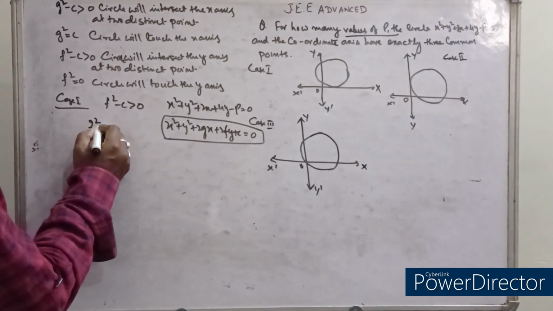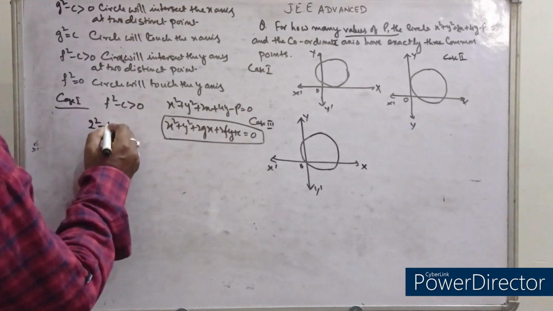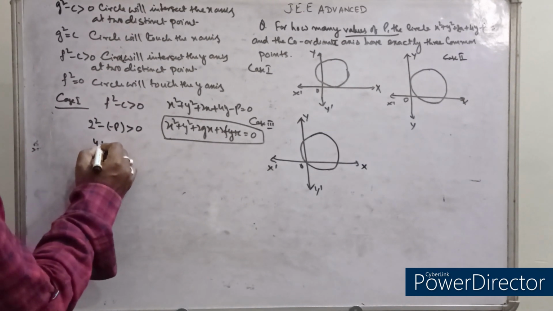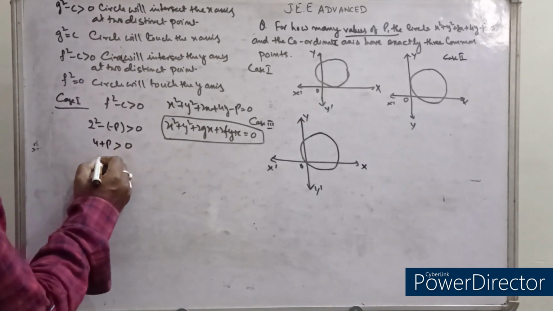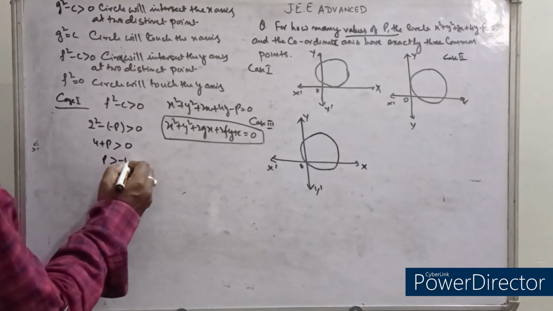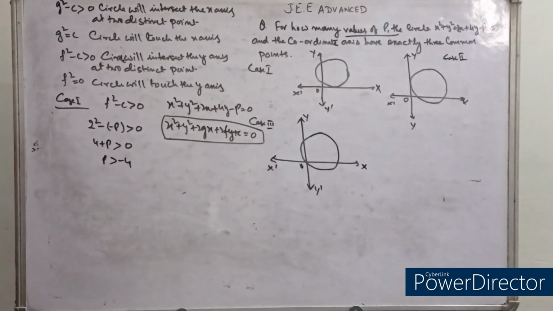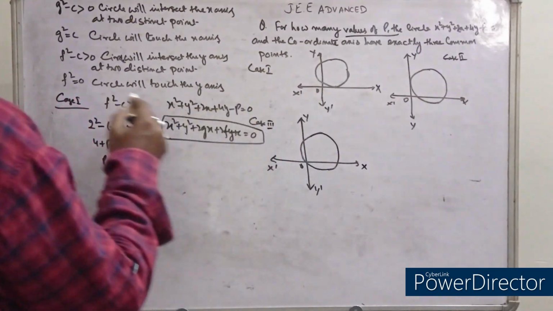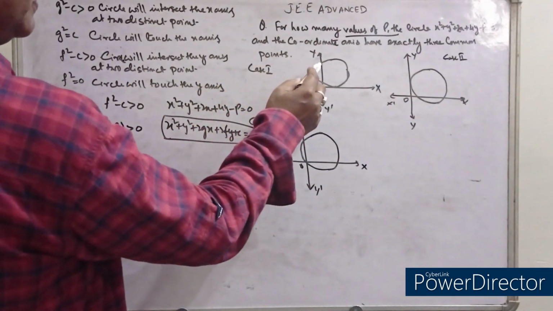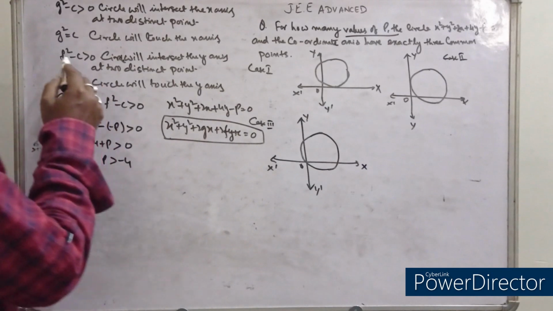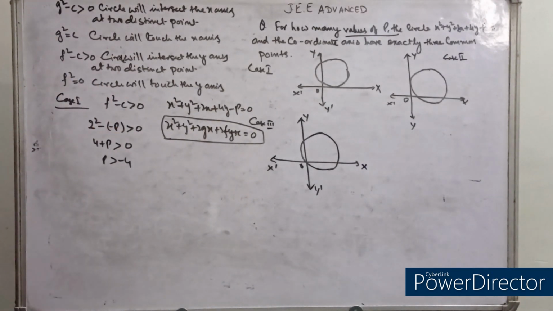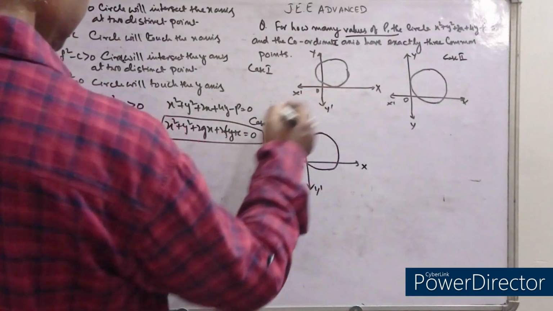So 2 square minus c, and your c is minus p, that is greater than 0. So 4 plus p is greater than 0, so p is greater than minus 4. I have already explained that case 1 is intersecting the y-axis at two distinct points, so f square minus c is greater than 0, and at the same time it touches the x-axis.